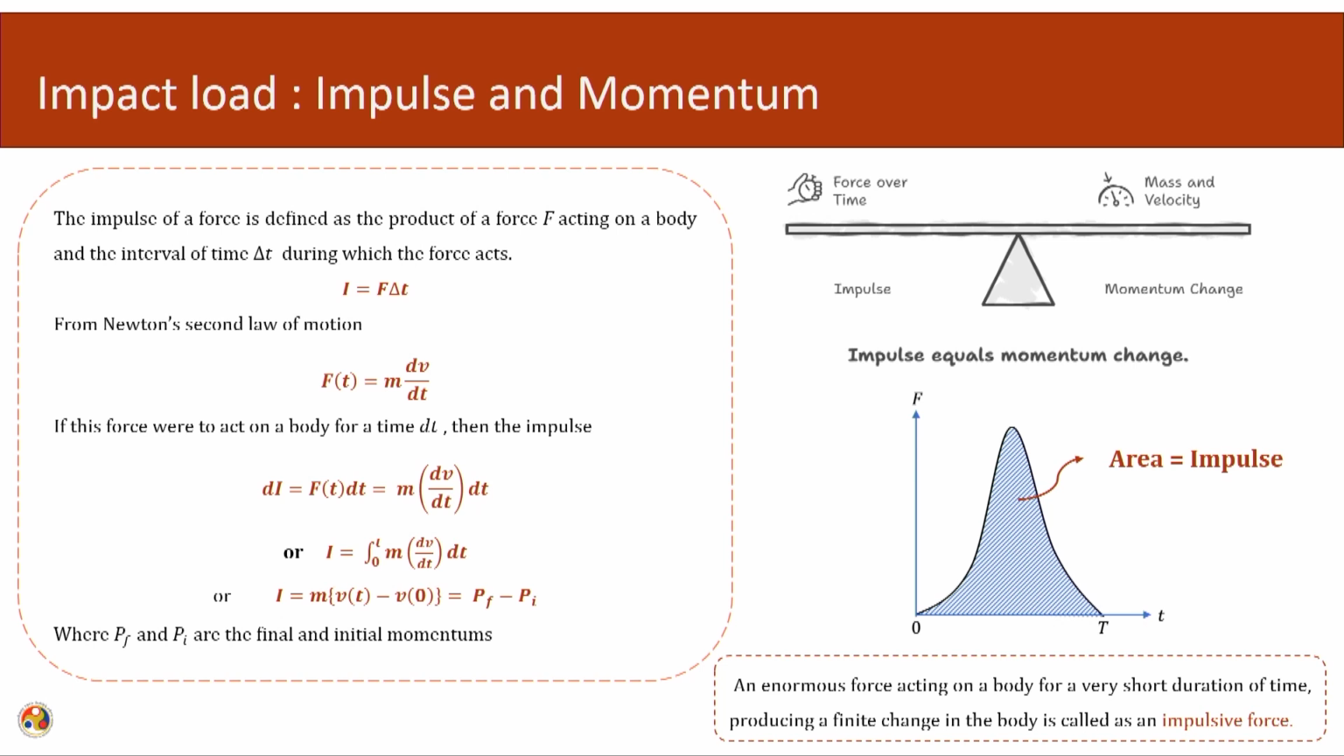One basic phenomenon we will try to classify is called an impulse. The impulse is defined as the product of a force acting on a body for a very short duration of time. Using Newton's second law of motion, we can write the equation of the force, and if this force is acting over a time dt, using this principle we can calculate the total impulse. So, using Newton's second law of motion, we have categorized the impulse.